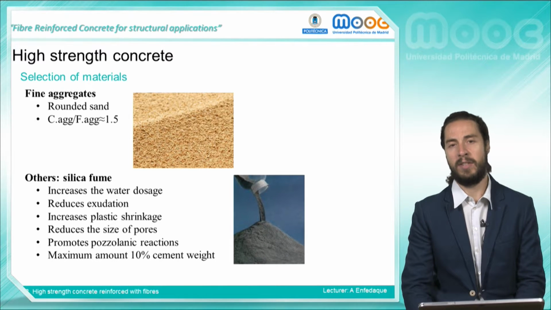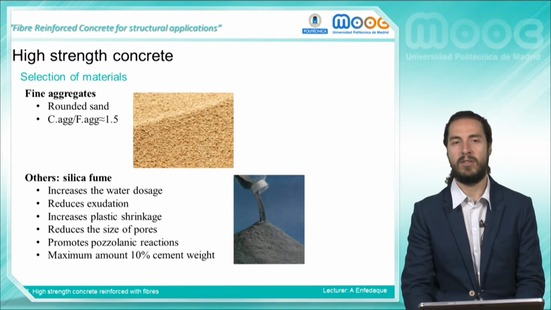In the case of the fine aggregates, it is important to use rounded sand with good mechanical properties. The ratio between the coarse and the fine aggregates should be close to 1.5. As was previously stated, apart from the classic components of concrete, some others can be used. Among them, one that is commonly employed is silica fume. Silica fume is a byproduct of the metallurgical industry. When added to concrete, such byproduct promotes pozzolanic reactions, improving the mechanical behavior of concrete and reducing the water exudation.